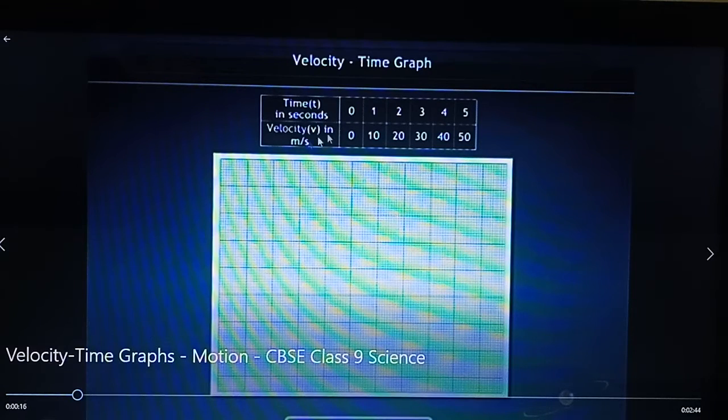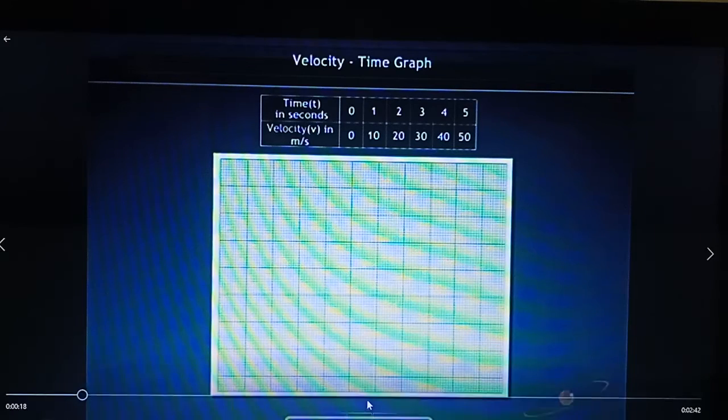In this, time is given to you as 0, 1, 2, 3 and so on in seconds. Velocity in meter per second is 0, 10, 20. As the time is increasing, the velocity is also increasing. Means it is moving with uniform acceleration.